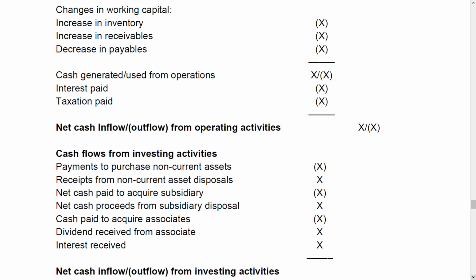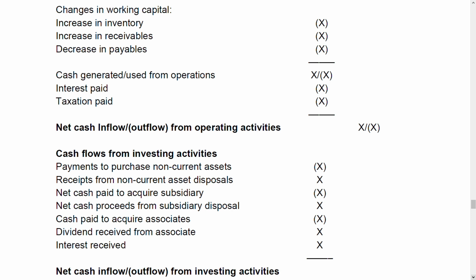Next, we are going to investing activity. Investing activity is pretty easy. Investing and financing are pretty easy compared to operating. Operating is the one where the majority of the work is required, and that is the area where most of the time examiners ask questions from. They don't worry so much about investing and financing.